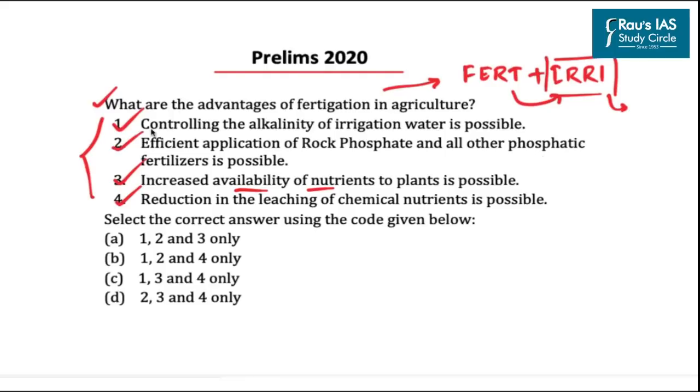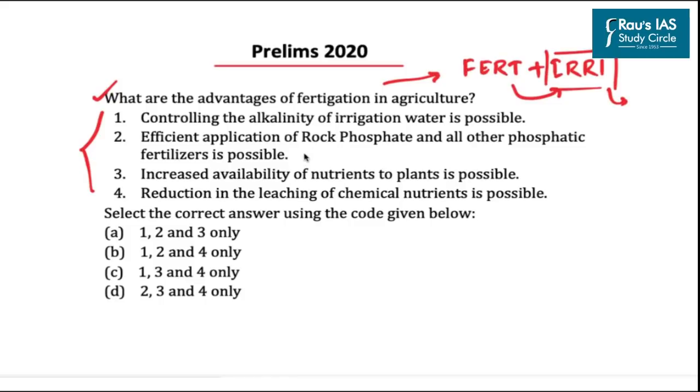But there is another option. Efficient application of rock phosphate and all other phosphatic fertilizer is possible. Now people who are good at chemistry or are from the science background know that phosphates are insoluble in water, and so if you mix the rock phosphates and other phosphatic fertilizer in water, it won't simply dissolve, and so it cannot be applied in the fertigation process. And so statement 2 is incorrect, leading us to the right answer C.